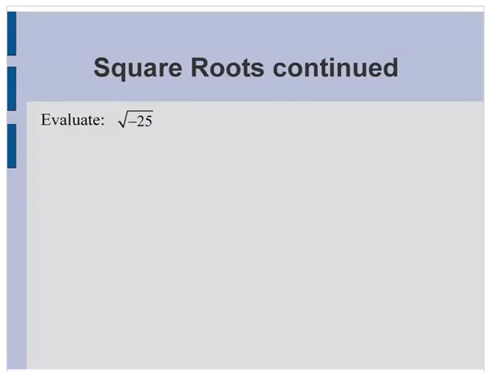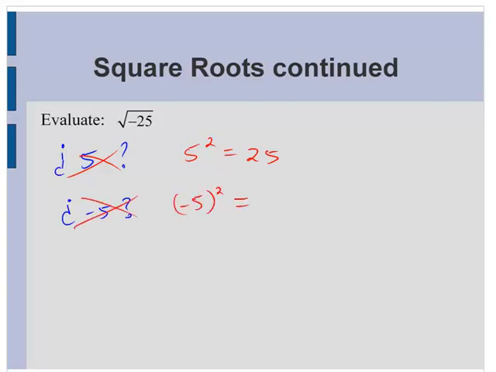Now, what if we had the square root of negative 25? Can we evaluate this square root? Well, is it 5? Could it be 5? Well, nope, can't be 5. 5 squared is 25, which is not negative 25. All right, so what about negative 5? Well, that won't work either, because negative 5 squared is also positive 25.